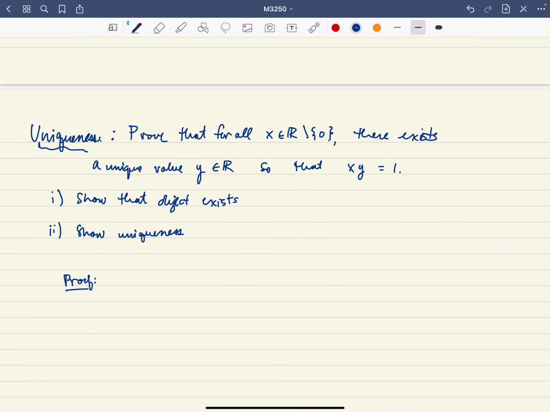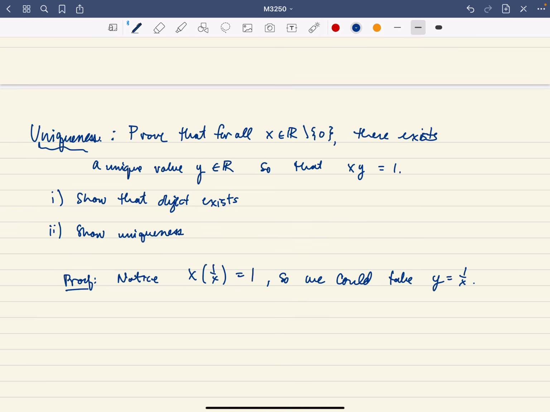Okay, and so first we have to show existence. And so first, just notice that of course we have x times 1 over x equals 1. So we could take y to be 1 over x. Okay, that's a solution. And then the second step is to prove that there's no other solutions.